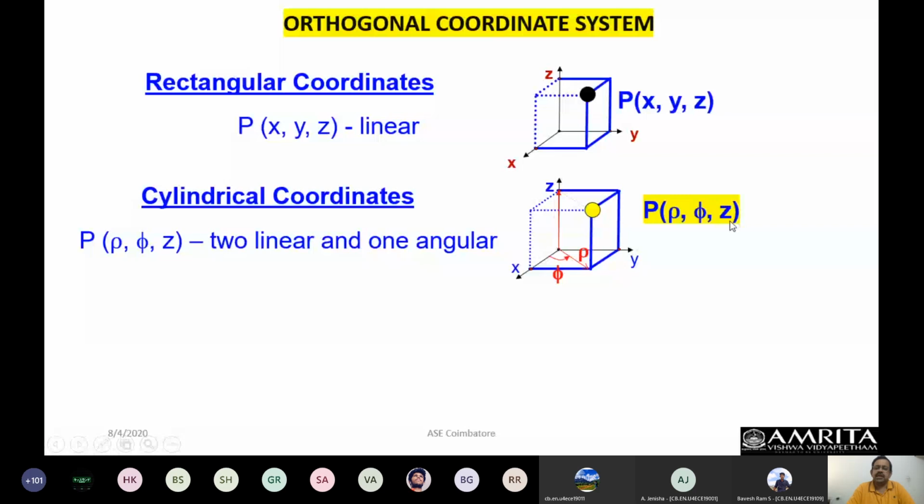So this is the point P, and if I want to reach this point, I have to travel a distance of rho, and from here I am going to go through the height z and then go here. But the angle also is very important because this is at 0, 0. So I have to traverse a distance of this phi also. So the coordinates are going to be rho, phi, z. I hope this is clear.